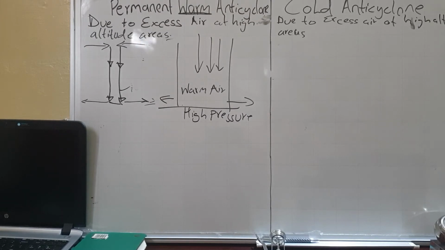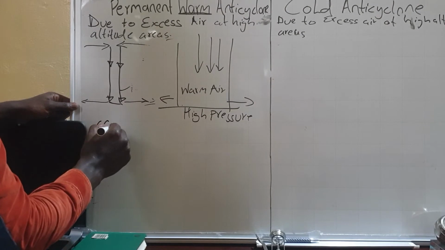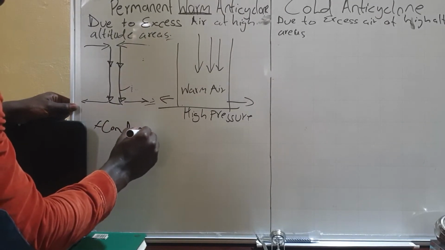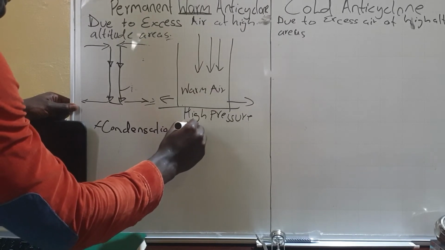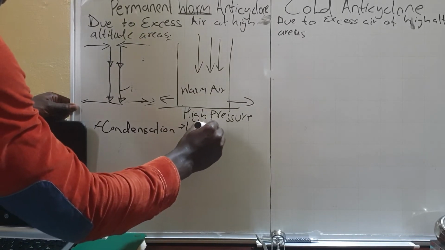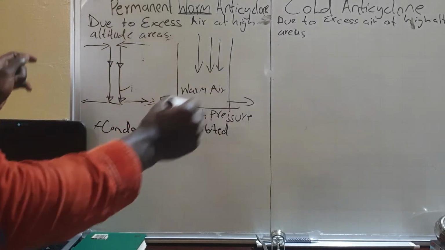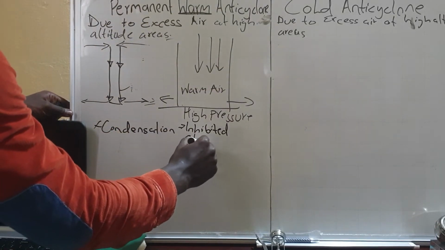So it's very hard for you to form any cloud. So the weather, condensation is inhibited. You know that condensation is inhibited, thereby you have clear sky.